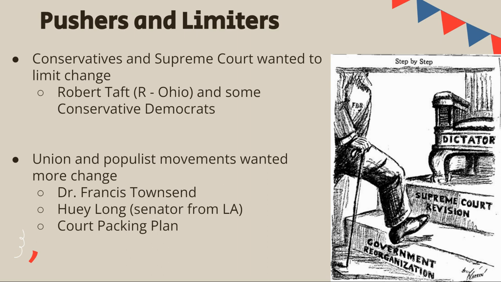All right. So the people who are pushers, okay, want FDR to go further. And these are usually unions and populist movements that want more change. They want FDR to even put in more change. So, some examples. Dr. Francis Townsend, he was the guy who kind of helped FDR come up with the creation of Social Security. Another guy is named Huey Long, the senator from Louisiana. He has an interesting idea, $5,000 to every family. And he wants to pay for that by taxing the wealthy. That sounds really similar to stimulus checks that we saw during COVID, doesn't it? So that was an idea to help people in the New Deal.